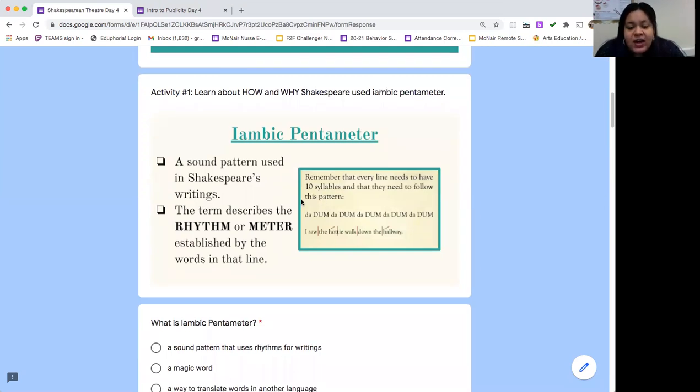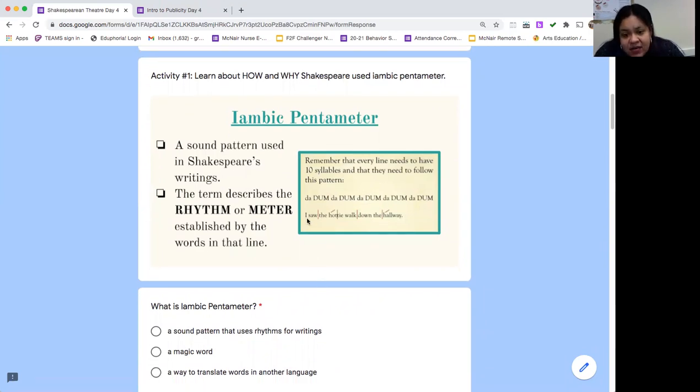And so if every line is written in iambic pentameter, that means the sentence is going to have 10 syllables only. And they're in little groups of 2. So, I saw the hottie walk down the hallway. If you counted up those syllables, it would be 10, and it follows this pattern. The dum is the syllable that you're stressing, so it should follow the pattern da-dum, da-dum, da-dum, da-dum, da-dum. Group of 2, group of 2, group of 2, group of 2, group of 2.